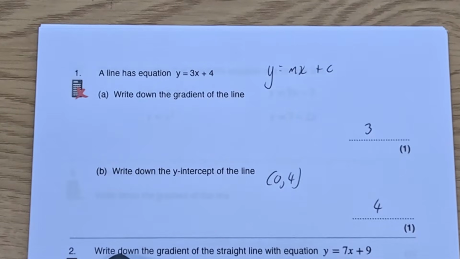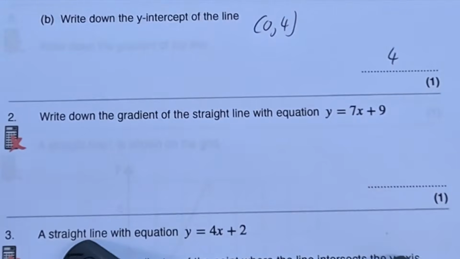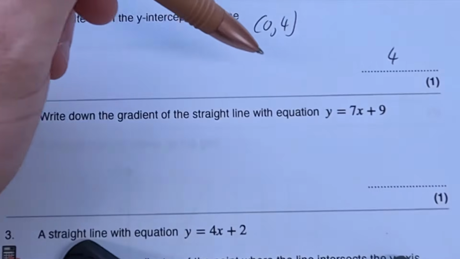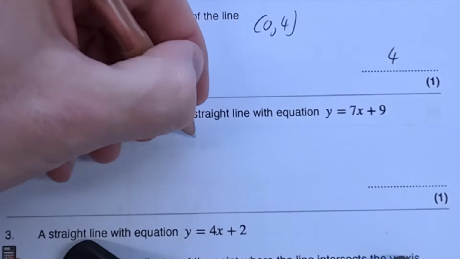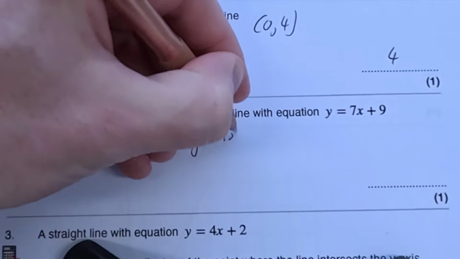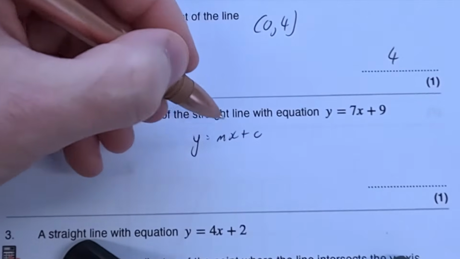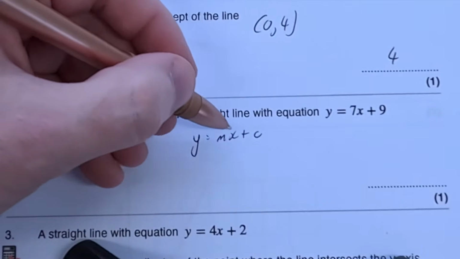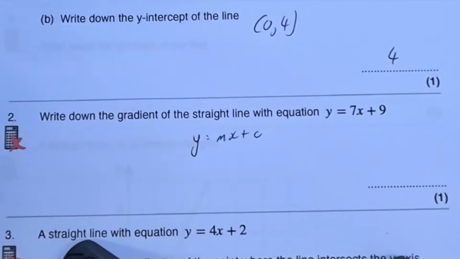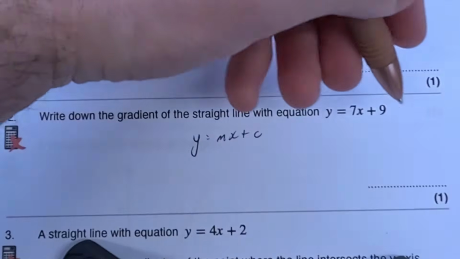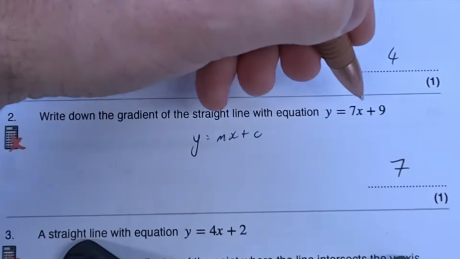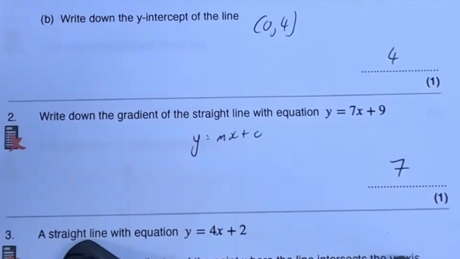Okay, let's look at our next question, question number 2. It says, write down the gradient of the straight line with the equation y equals 7x plus 9. So remember, a straight line is in the form y equals mx plus c, where m, the coefficient of x, the number in front of the x, is the gradient of the line, the steepness of the line. So if we have a look here, we've got a 7 in front of the x, so the gradient of that straight line would be 7. And that's it, that's the gradient of that line. 7 is the number in front of the x.